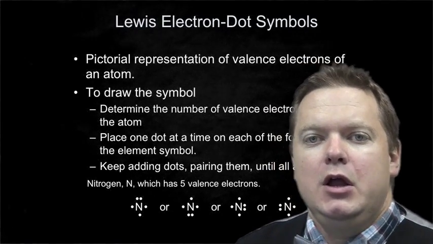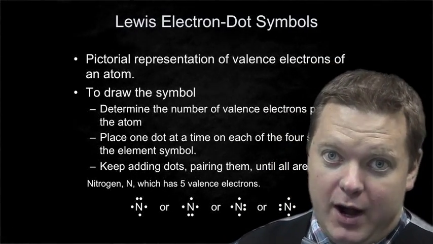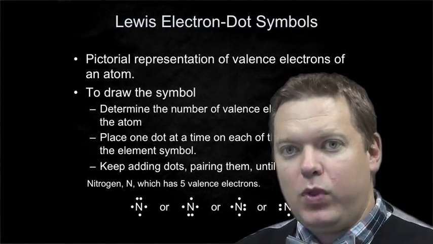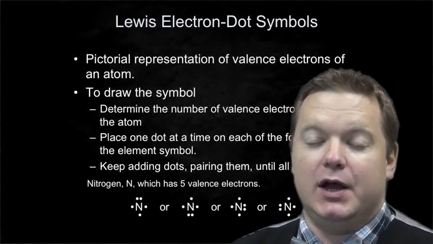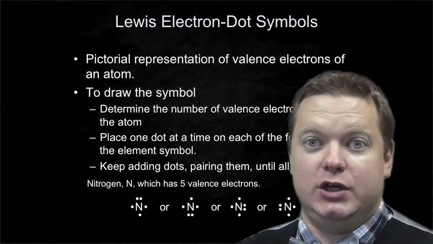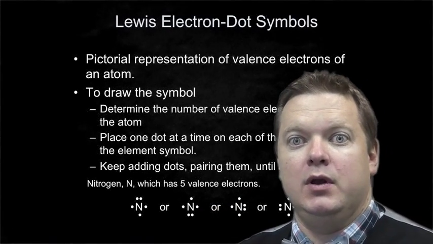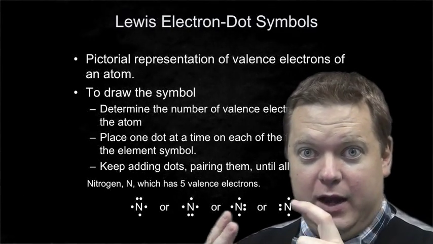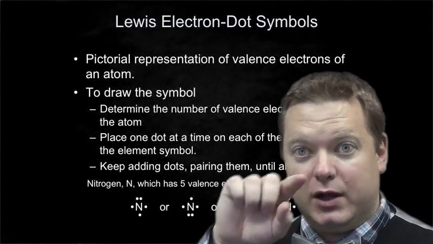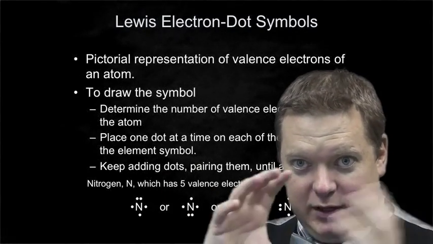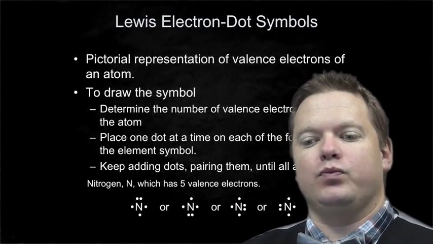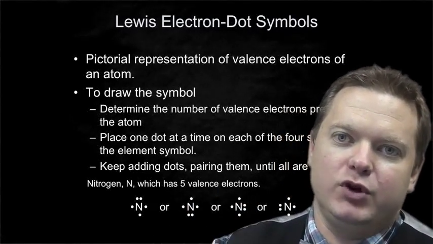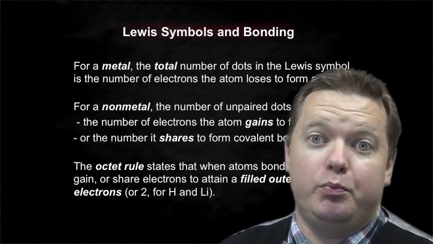Right, so if we think about the Lewis electron dot symbol for hydrogen, it would be the H with 1 dot. Right? But it wouldn't matter which of those 4 sides we put that on. Helium would be He with 2 dots. Carbon would be the C, and it has 4 valence electrons, so there would be 4 dots, 1 around each side, representing there's 4 electrons. So these electrons really are indicative of which electrons are available to do bonding.